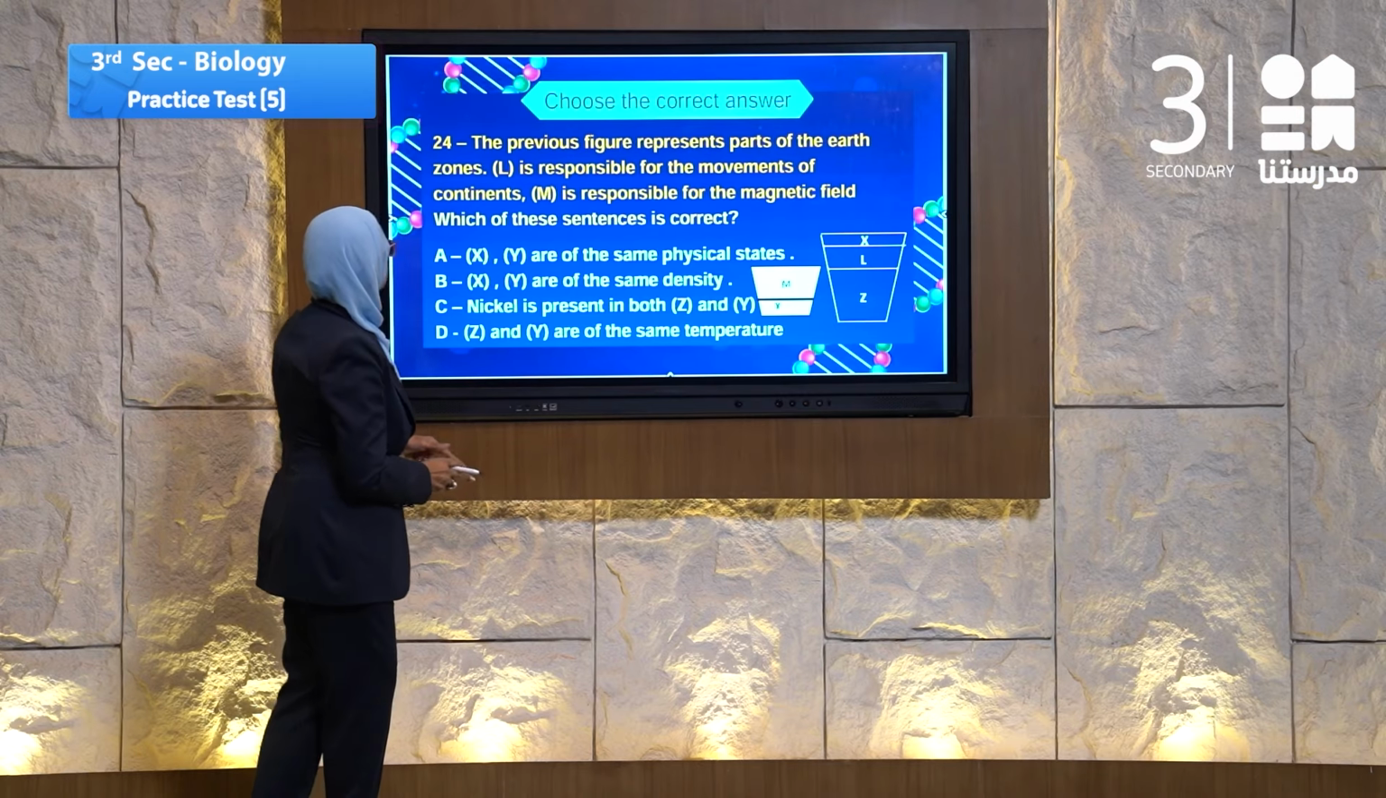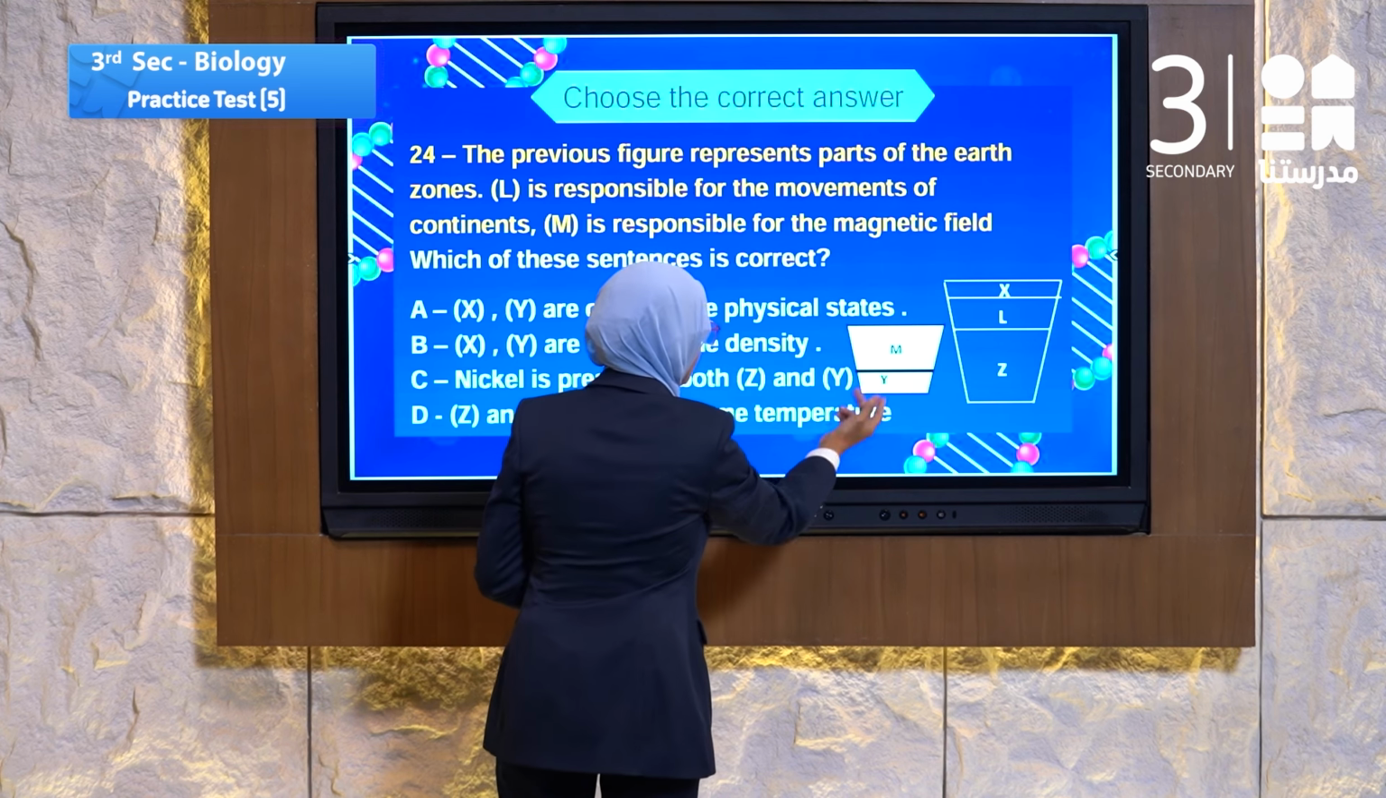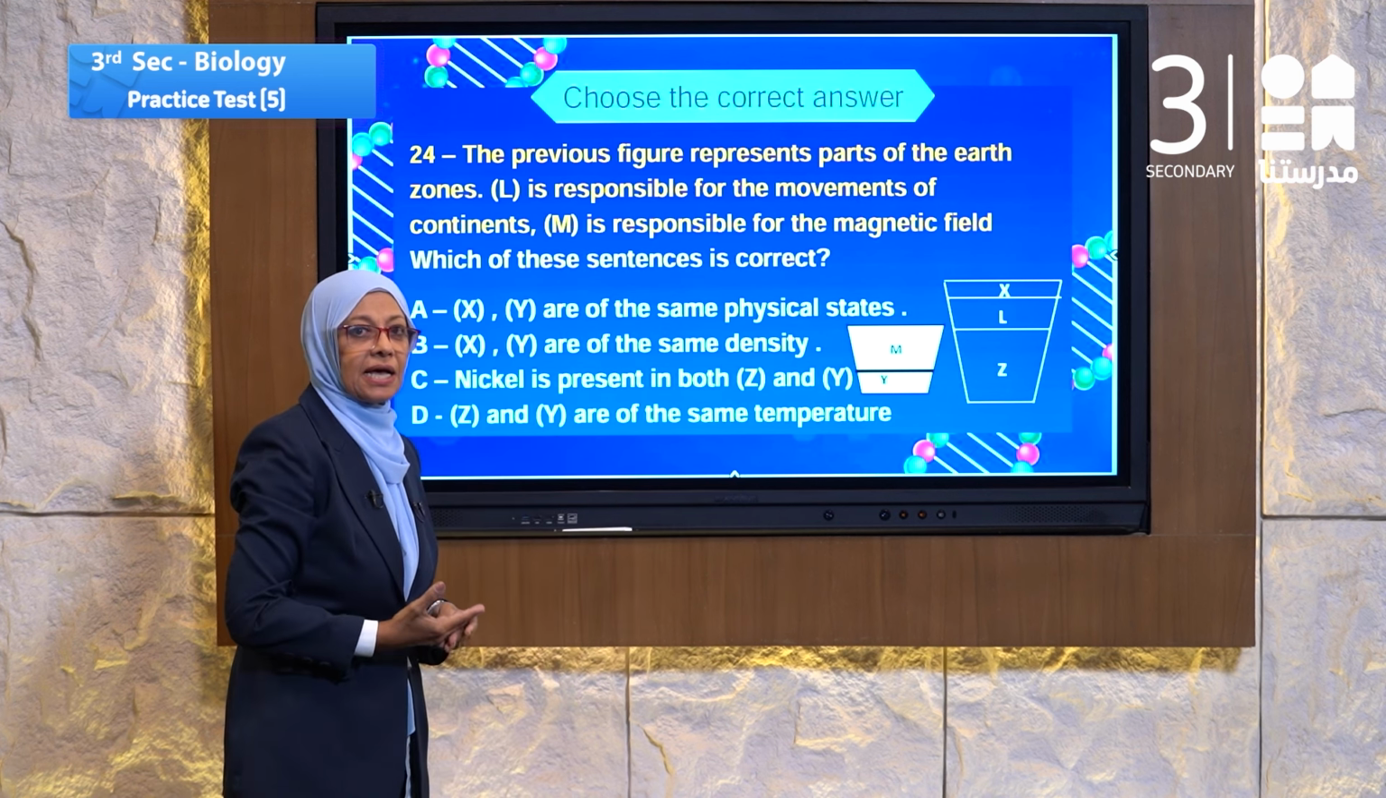Let's go to question number 24. Question number 24 is about earth science. Let's read the question. The previous figure represents part of Earth's zones. L is responsible for the movement of contents. M is responsible for the magnetic field. Which of these sentences is correct? Here we have many zones: Z, L, X, Y, and M. Let's read the choices and decide.